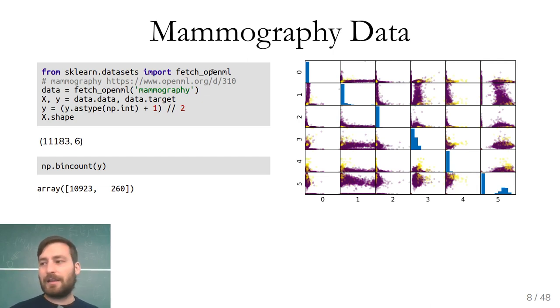Scikit-learn, since the last release, also has fetch_openml, which allows you to download data sets from OpenML, which is nice. And so I will download this data set. X is of this shape, so we have 11,000 samples in six dimensions, so it's pretty low dimensional, and they're all continuous. The class imbalance is as follows: there are nearly 11,000 samples in class 0 and 260 samples in class 1.